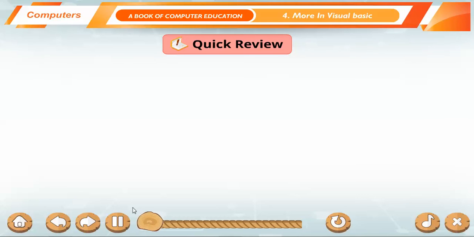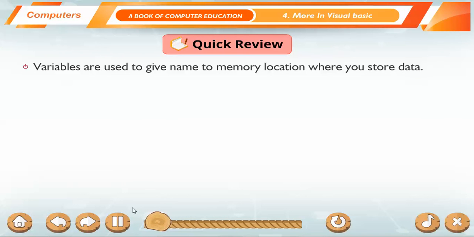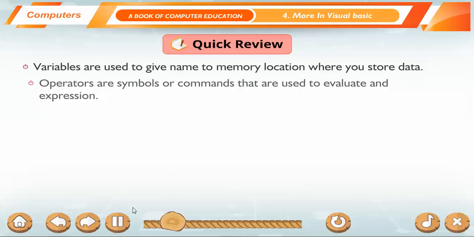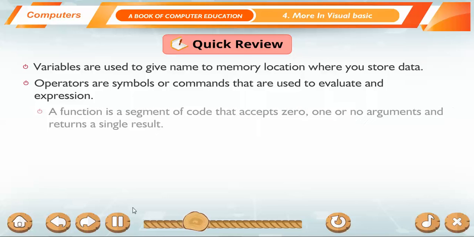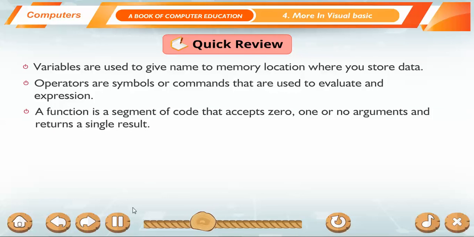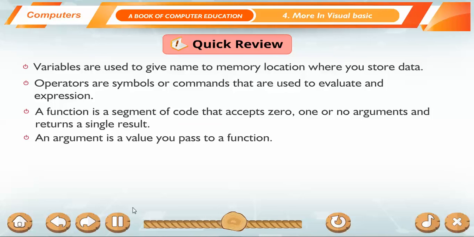Quick review. Variables are used to give a name to a memory location where you store data. Operators are symbols or commands that are used to evaluate an expression. A function is a segment of code that accepts zero, one or more arguments and returns a single result. An argument is a value you pass to a function.